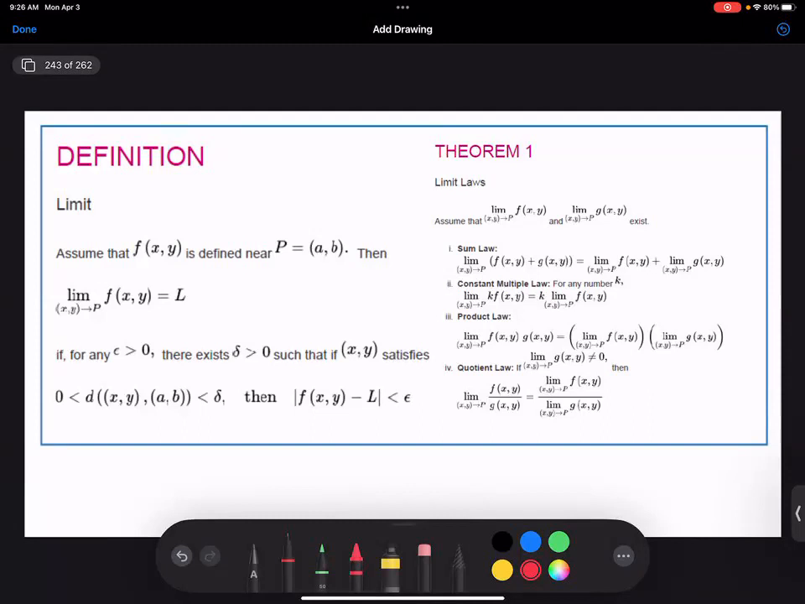If you're really lucky, what would the point be? What would its coordinates be to make things nice? What's the friendly point we often use? Yeah, (0, 0). And so we say the limit as (x, y) approaches p is L. What that means is you give me any tolerance epsilon. I can find a small distance delta such that as long as I'm within delta of your point, then the value of my function is within epsilon of L.